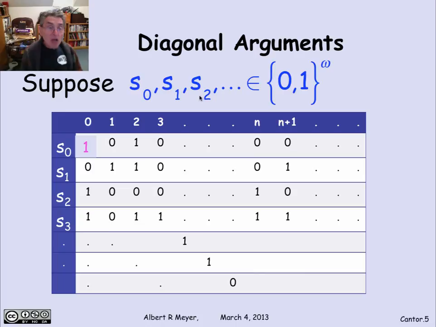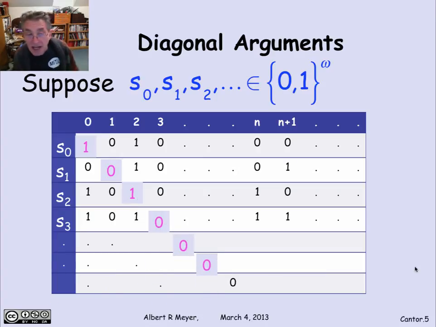Well, it's pretty easy. You look at the first digit, and that was a 0. So you choose the first digit of the new sequence to be 1, the opposite of 0. You choose the second digit to be the opposite of digit 1 of S1, and complement that. Now here the digit 2 of S2 is a 0, so let's make that a 1, and the next one on the diagonal is a 0, and so on. We're going to complement all of the bits along this diagonal. So I get a diagonal sequence. That's why this argument is called a diagonal argument.